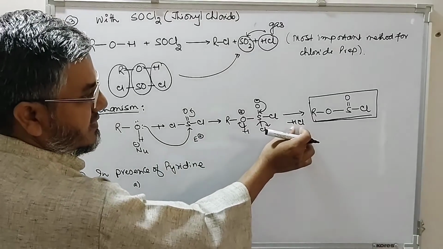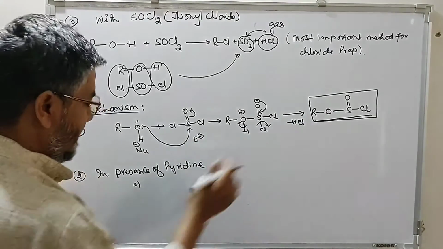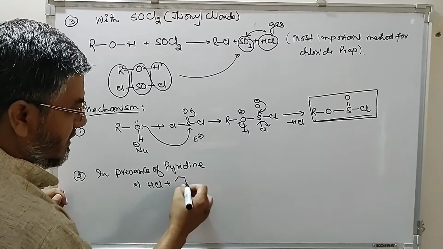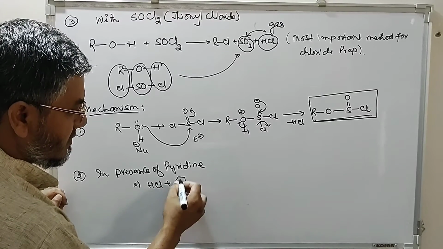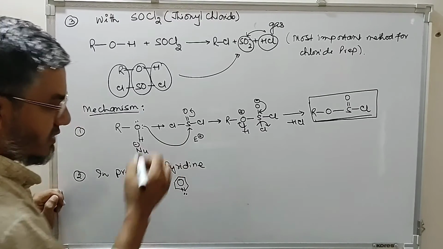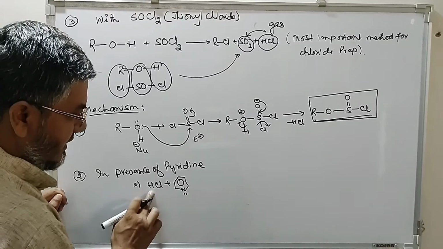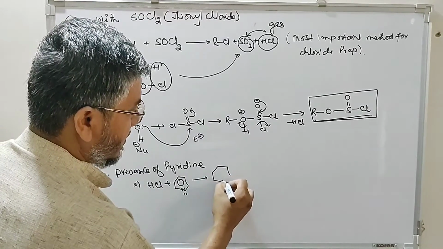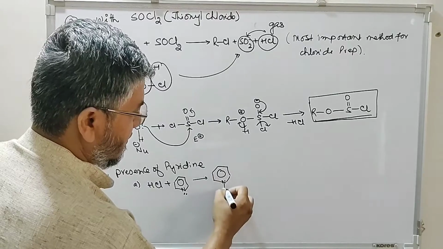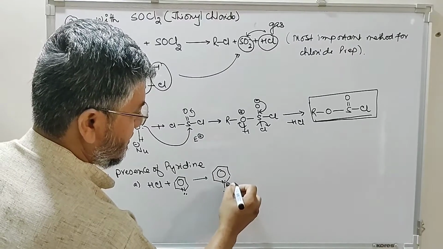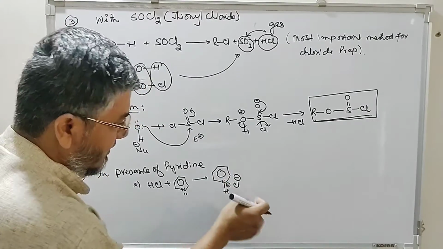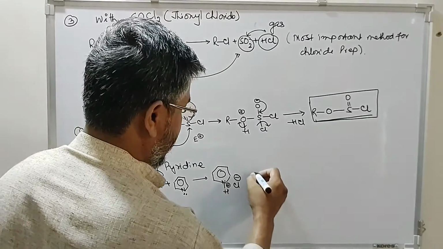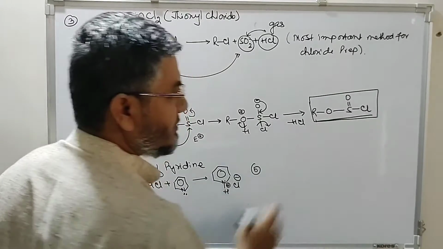In the first step, there is removal of HCl. So HCl reacts with pyridine. Pyridine is a base, with nitrogen having a lone pair of electrons. So this is acid, this is base, and this reaction gives you pyridinium hydrochloride plus Cl minus. So we have free Cl minus. Now this free Cl minus reacts with this intermediate in this way.